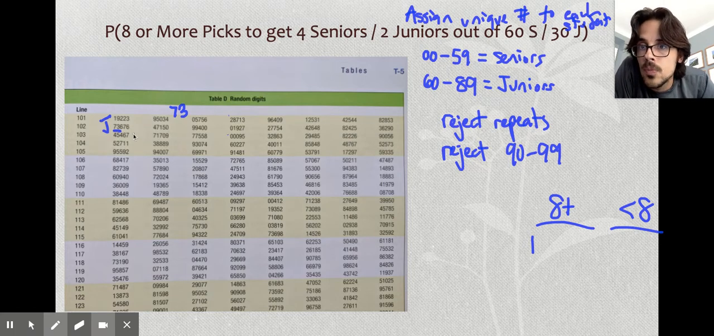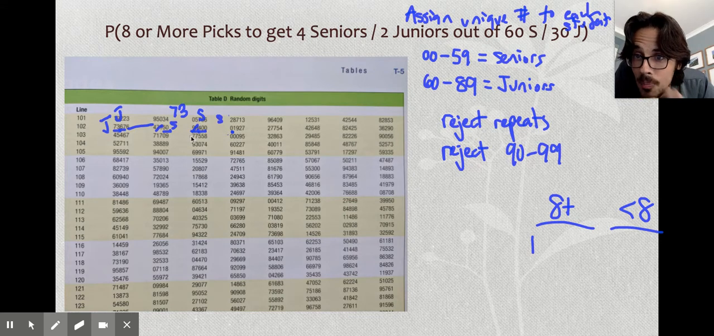So I have a junior. Then I have a 67. 67 is also a junior. So just like that, I'm done with my juniors. Then I have a 64, that's a reject. 71 is a reject. 50 is a senior. 99 is a reject. 40 is a senior. 00 is a senior. This is really hard to do with this tiny table here, so sorry if I'm making a mess of this. I don't even know what I have right now. I have 3 seniors, 19 is a senior. So I'd stop right there.